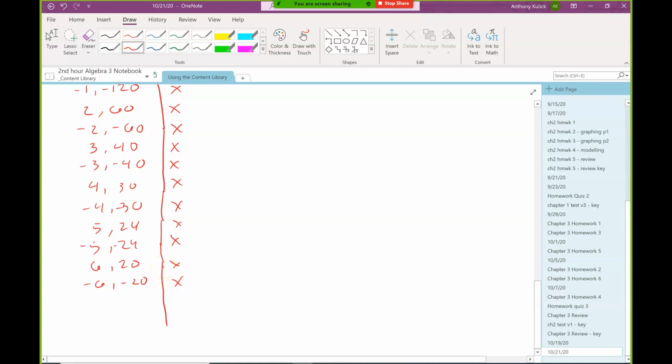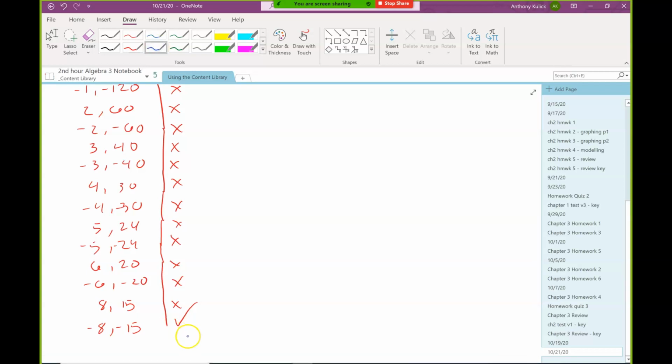7 doesn't divide 120, so I can skip that. 8 and 15. Or negative 8 and negative 15. That's the one that I need. That adds up to give me my negative 23.